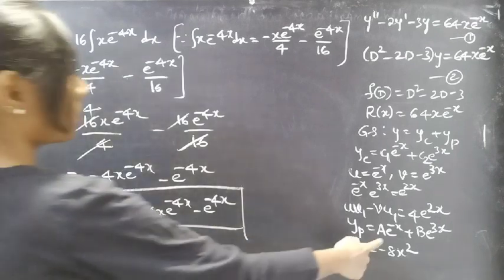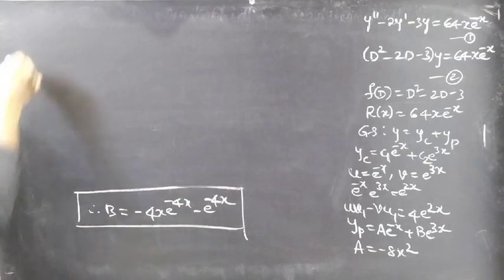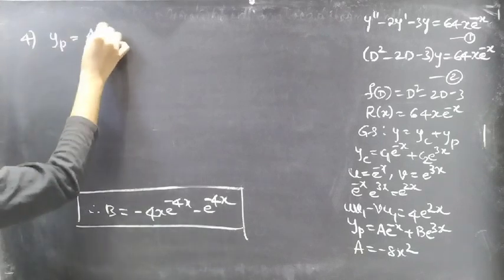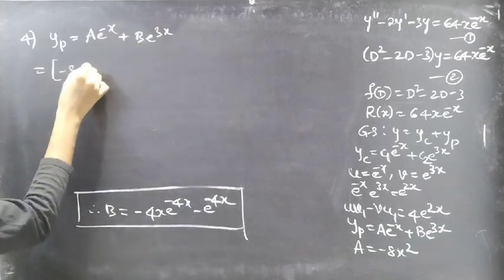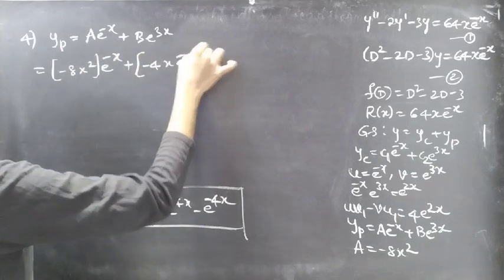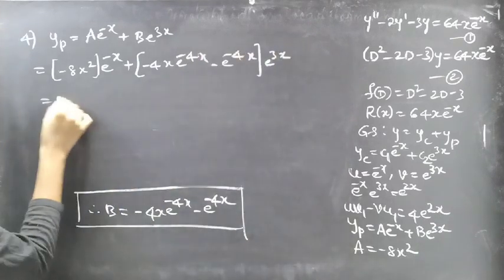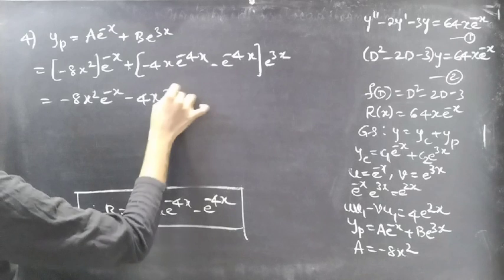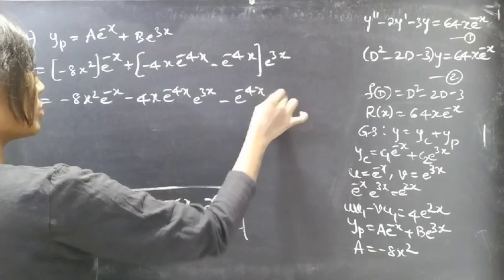Let's now find yp using yp equal to a e power minus x plus b e power 3x. Yp is given by a e power minus x plus b e power 3x. Now substitute a and b here. We have a as minus 8x square and b is minus 4x e power minus 4x minus e power minus 4x. This gives us minus 8x square e power minus x plus into minus, minus 4x e power minus 4x into e power 3x plus into minus, minus e power minus 4x e power 3x.